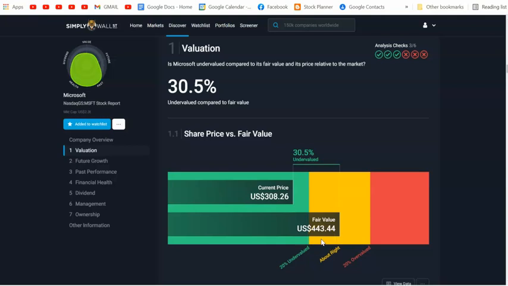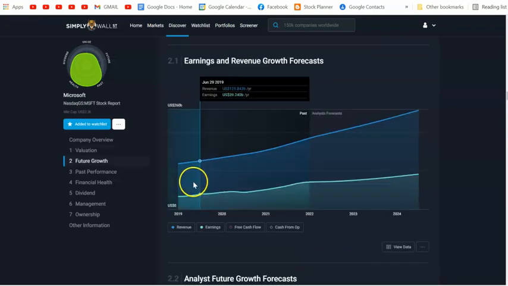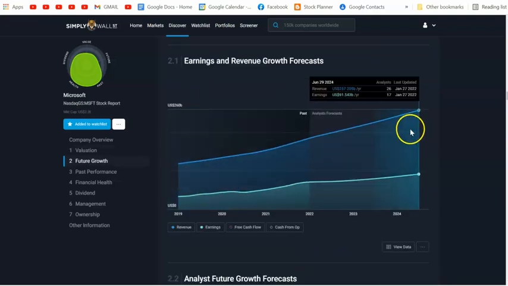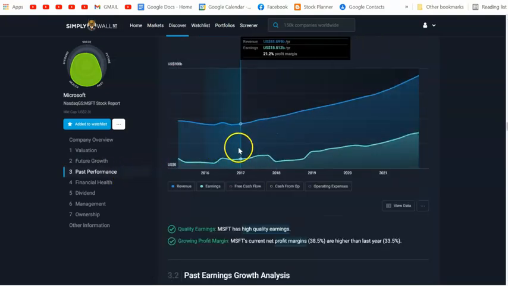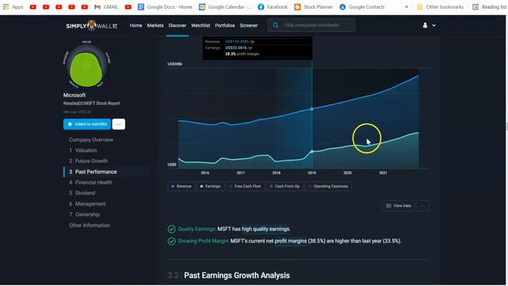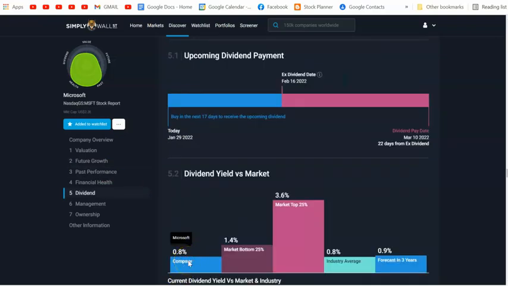And the fair market value is predicted on the revenues and money that they have available to spend on the infrastructure and R&D. It's a predictor. Warren Buffett likes to buy undervalued stocks. There's the future growth. You want the nice curve up. You want that. And that's the past performance. That's the chart you want to see. Upward. Pays a small dividend, not much.